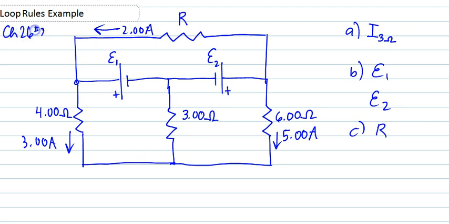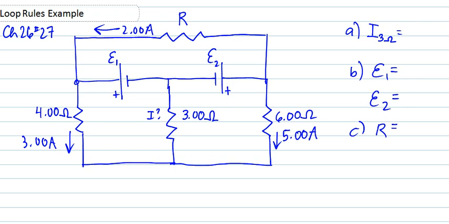This is problem number 27, and basically we're given all the information you see here, where there's a circuit with a couple resistors and a couple of voltage sources and several loops. And so we're asked to find a couple things. First, we want to know the current traveling through the 3 ohm resistor. We want to know the two voltages E1 and E2, and we want to calculate the resistance R.